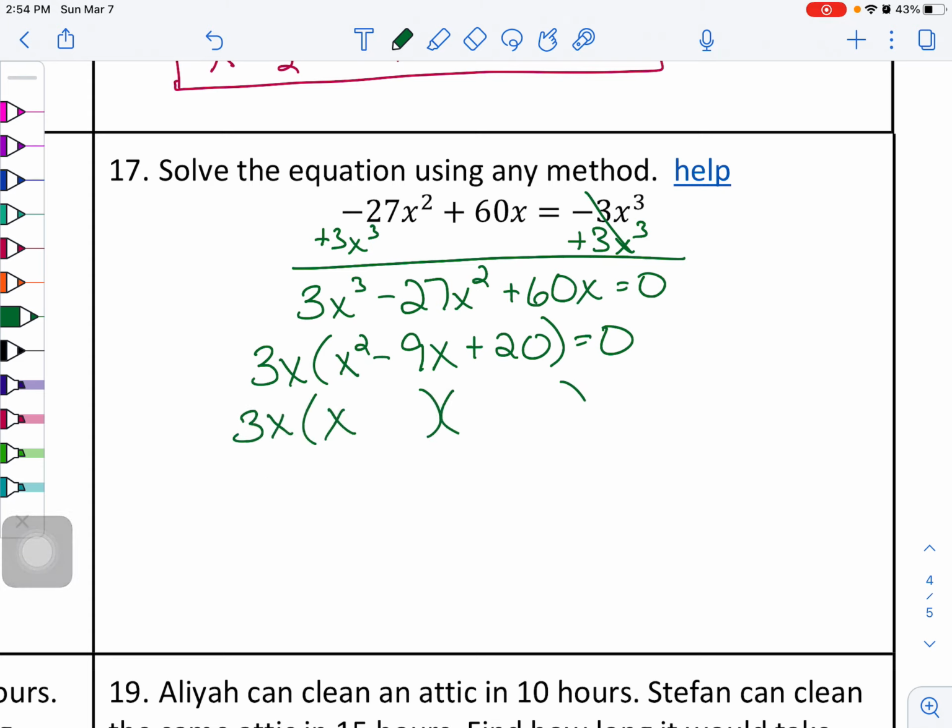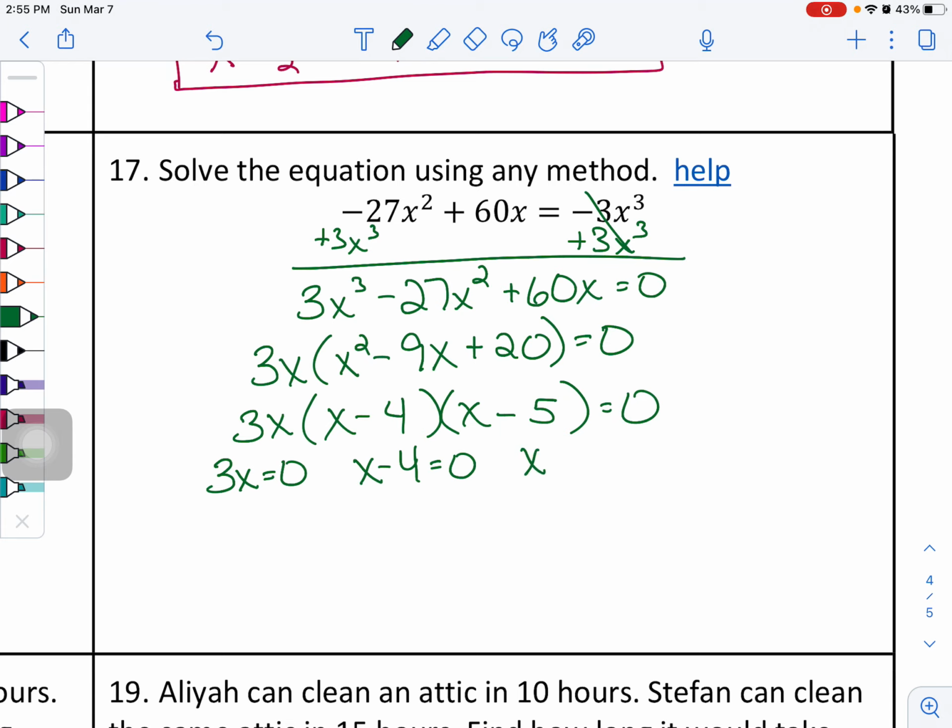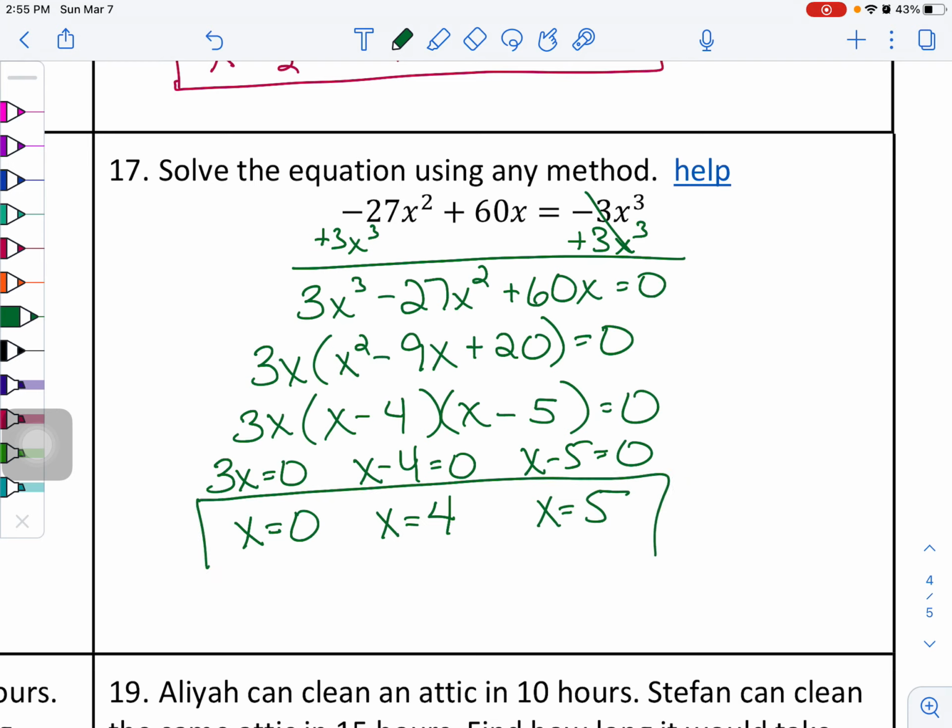And I'm going to look to see that this trinomial can be further factored. So I want to multiply to positive 20 and add up to negative 9. The only way I can make that happen is if I do x minus 4, x plus, nope, I lied. x minus 5. Let me double check. Negative 4 times negative 5 is 20. Negative 4 minus 5 is negative 9. All right, I've got my three factors. So 3x equals 0, x minus 4 equals 0, x minus 5 equals 0.